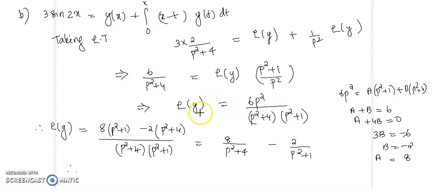So L of y can be rewritten in this form. It can be put in the form 8 by (p square plus 4) minus 2 by (p square plus 1). Now we can take the inverse Laplace transform. So therefore y(t) will be L inverse of this. Now 2 by (p square plus 4) is the inverse transform of sine 2x. So we will get 4 sine 2x. Now 1 by (p square plus 1) is the inverse transform of sine x. So we will get 4 sine 2x minus 2 sine x.